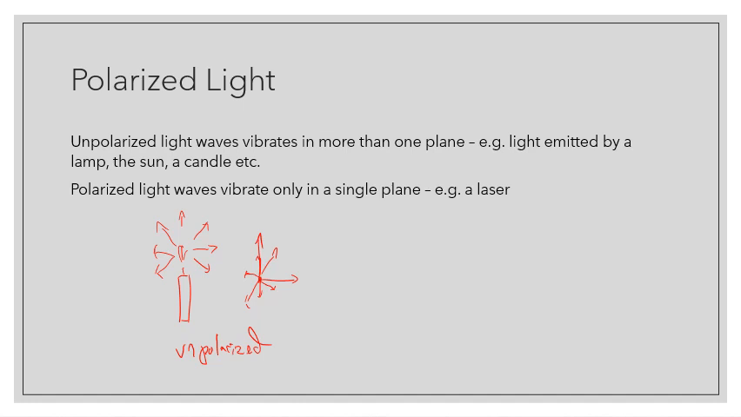Well, if you have a polarized light wave, so you have a light source like a laser, it's only shooting out that light wave in one direction. It's not going off in different planes. Instead, it's just going in this one plane. So it's not like this. It's just this.